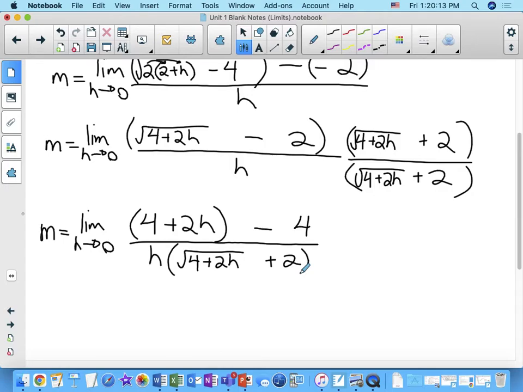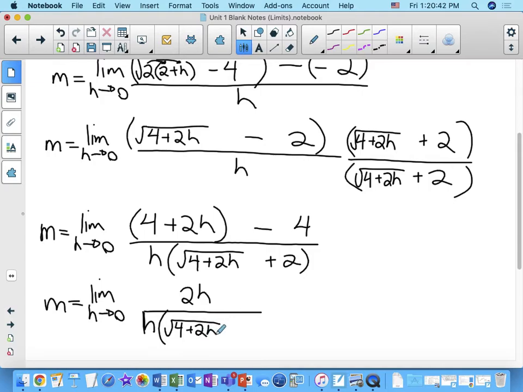And I think this is going to work out. Okay, so how does the numerator simplify? 2h, yeah, because the 4 minus 4 is 0. So this is just 2h over h times the square root of 4 plus 2h plus 2.